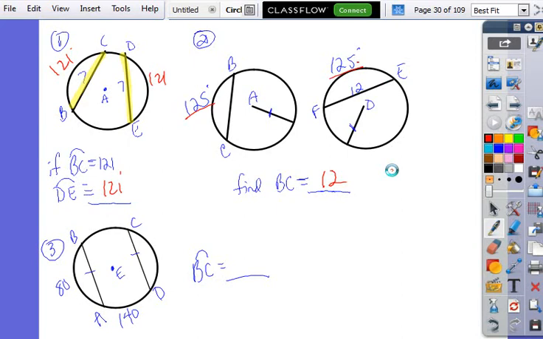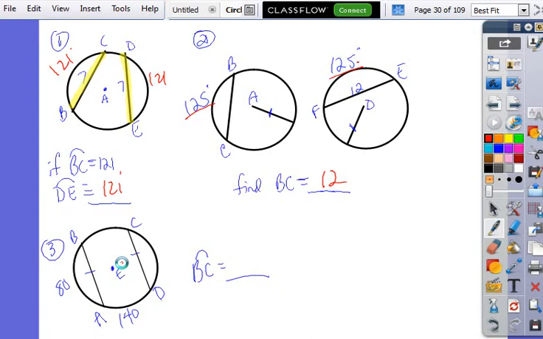All right, number 3. This one people miss all the time. What's the answer right here? One of them is going to be 40. It's going to be 40 because it equals 180, right? But the only time I can do 180 is if I go through the center. Nothing's going through the center, so I can't use the 180.